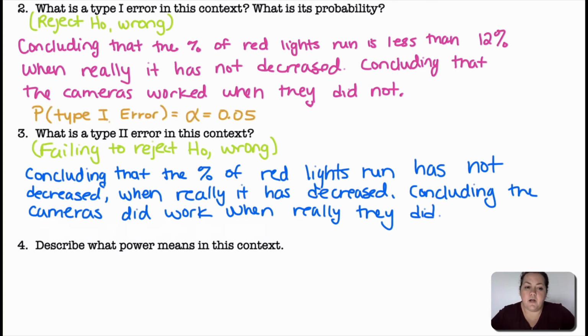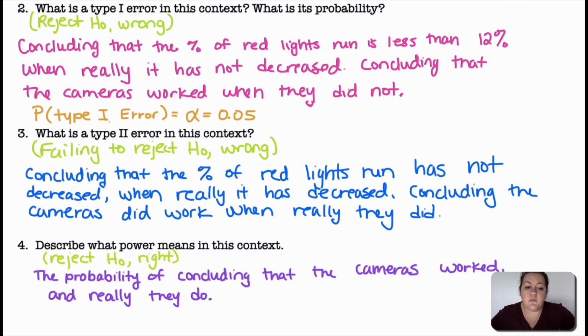Back to part 2, I forgot to mention the probability of a type 1 error would be equal to our alpha value, which is equal to 5%. So there's a 5% chance of a type 1 error. And then describe what power means in this context. So power is when you reject the null hypothesis and you are correct. So the probability of concluding that the cameras worked, and they really do.